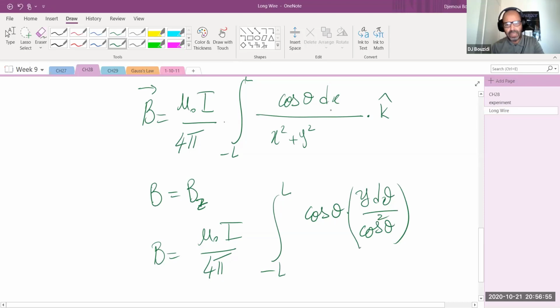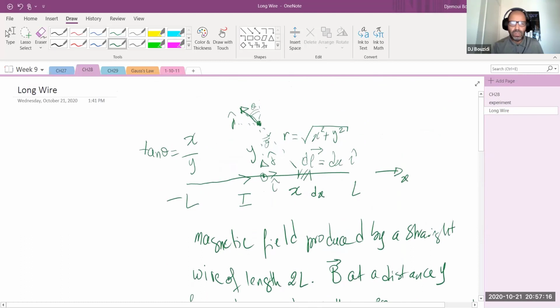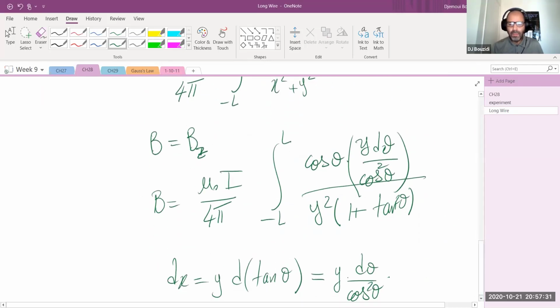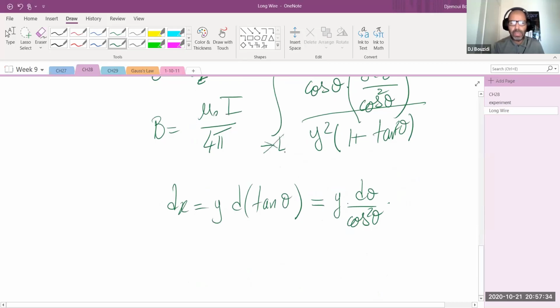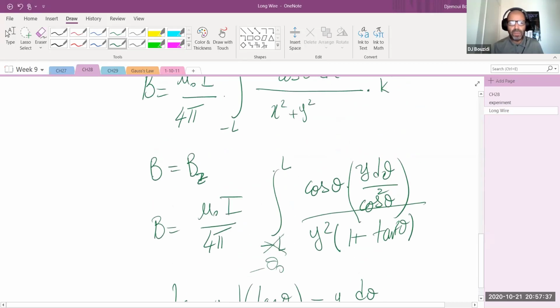What remains is divided by x squared plus y squared. I'm going to take y squared as a common denominator, and I will be left with 1 plus x squared over y squared, which is actually 1 plus tangent squared. Of course, the integration is now over theta, so the boundaries need to change. It goes from this angle, which I'm going to call negative theta naught, to this angle, which I'm going to call positive theta naught.